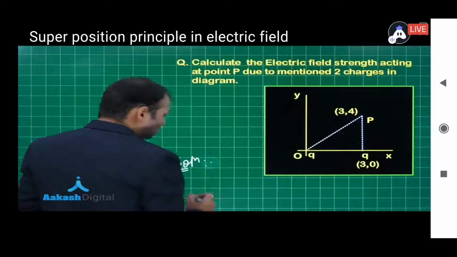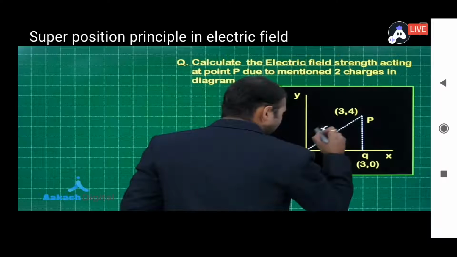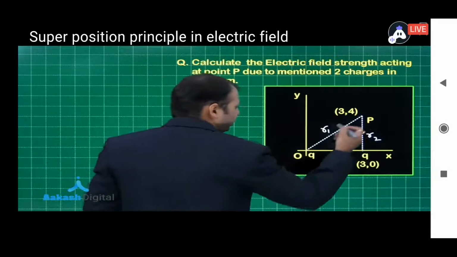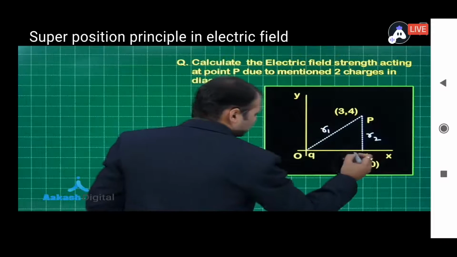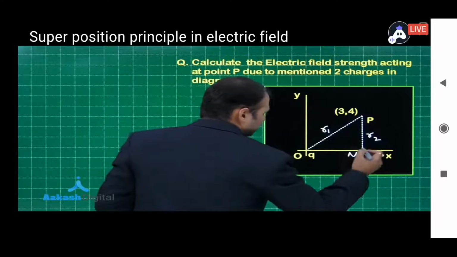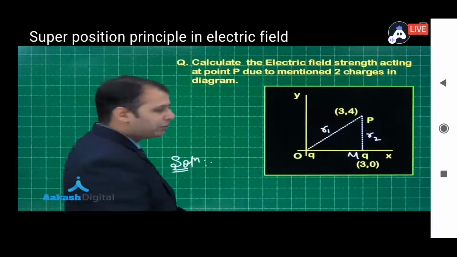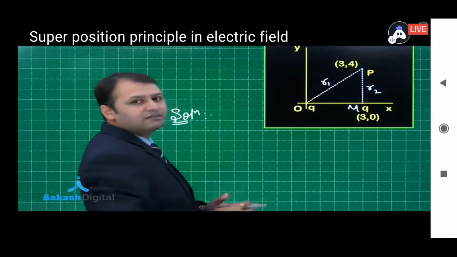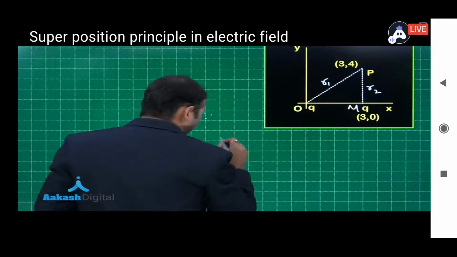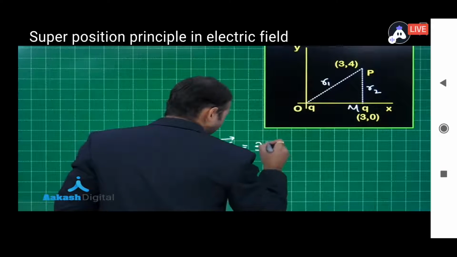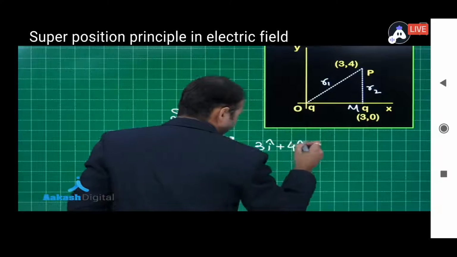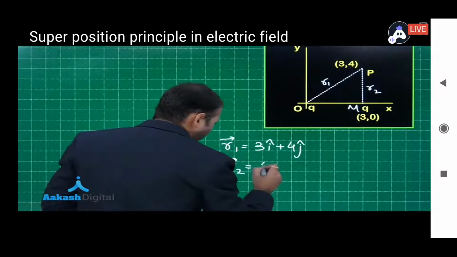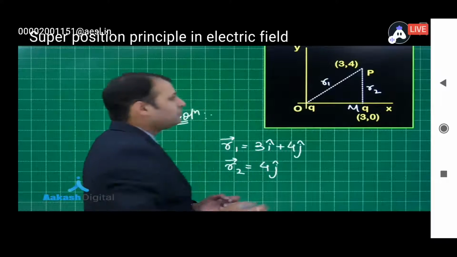Now, before we proceed with the solution, the first important thing is that let's take this to be R1 and this to be R2, right? That is, the distance between origin and point P would be R1, and let's assume that this point is M, so between M and P is R2. Now, we have to know the vectorial values of R1 vector and R2 vector. So R1 vector can simply be written as 3 i cap plus 4 j cap. It's easy to understand. And second, R2 vector would be simply 4 j cap. I hope you have understood this one.